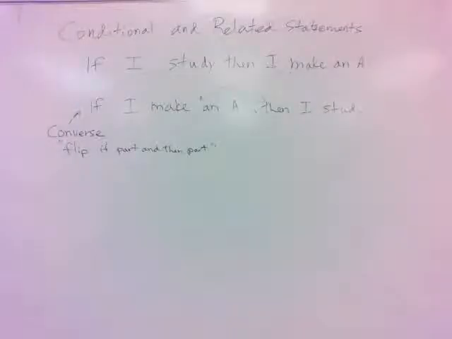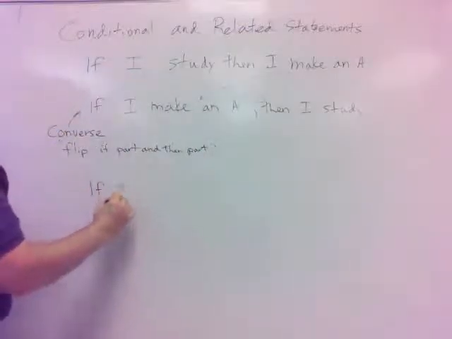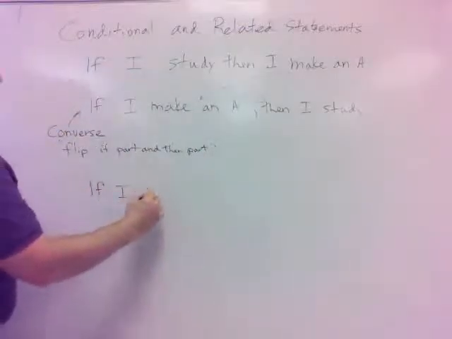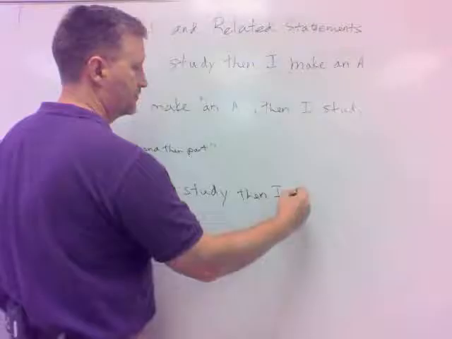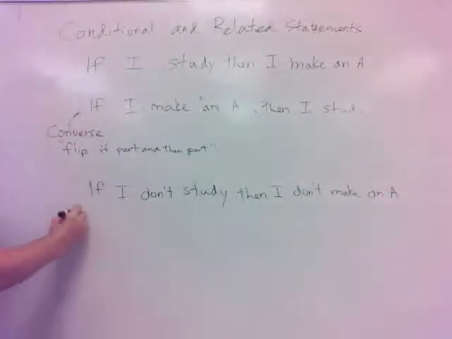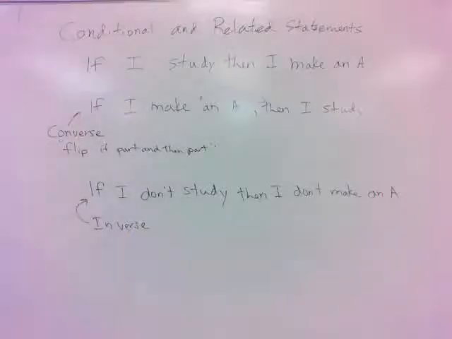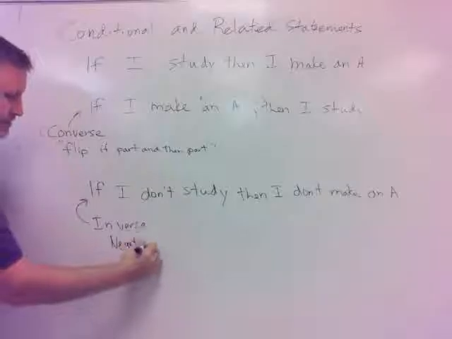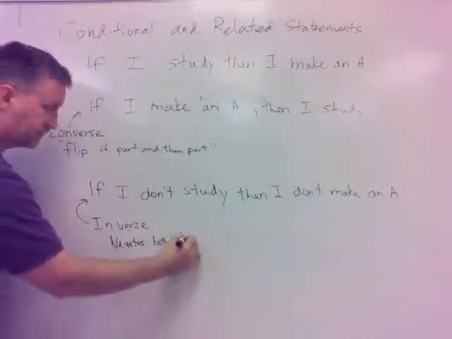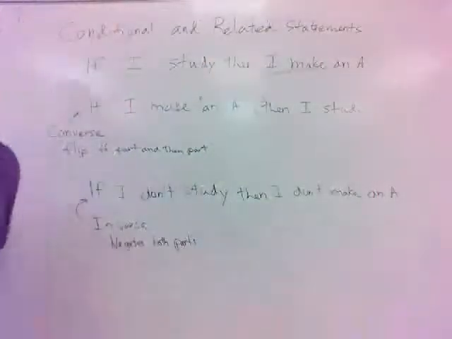Well, another related statement is if you negate both parts. So say I do an if I don't study, then I don't make an A statement. That's called the inverse. So what did I do to do the inverse there? I negated both parts. The inverse negates both parts. The order stayed the same, right? But I negated both parts. I negated the I study part. I negated the make an A part. That's called the inverse.